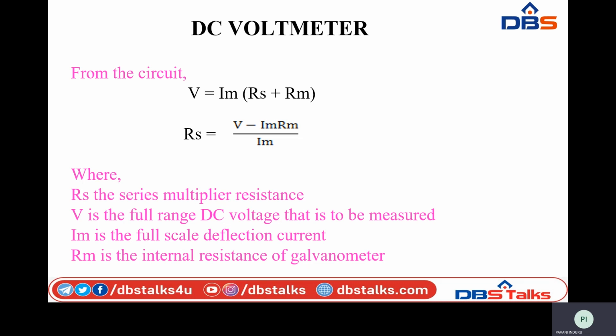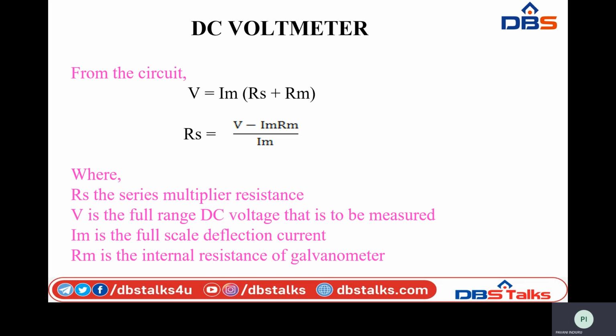Here Rs is the series multiplier resistance, and V is the full range DC voltage that is to be measured, which is indicated by the PMMC galvanometer with the help of the series resistance connected across it. Im is the full scale deflection current shown in the PMMC galvanometer, and Rm is the internal resistance of the galvanometer.